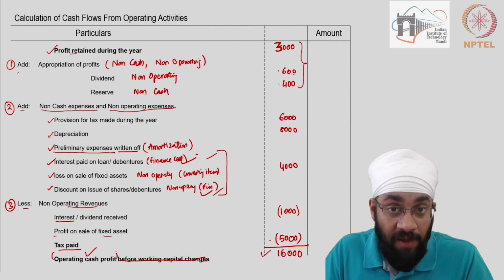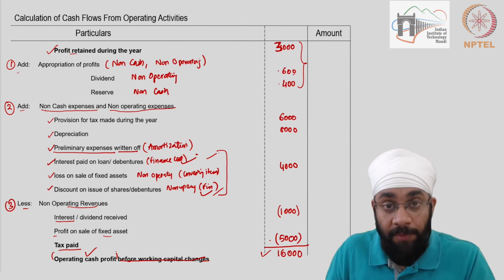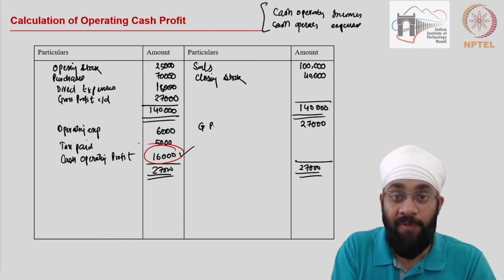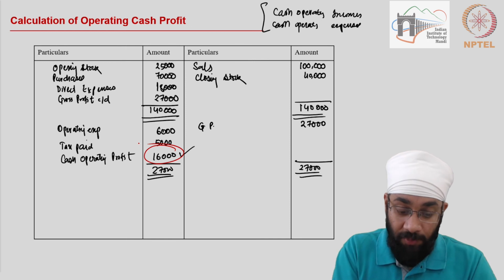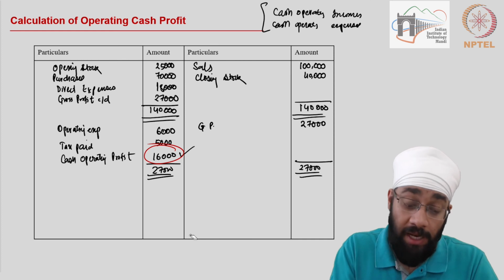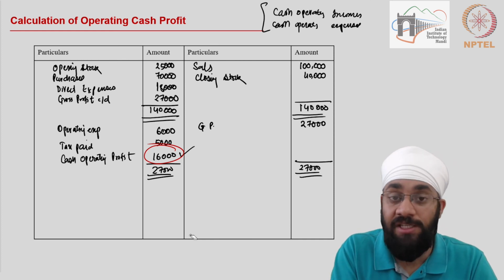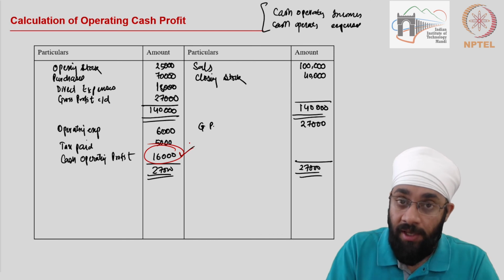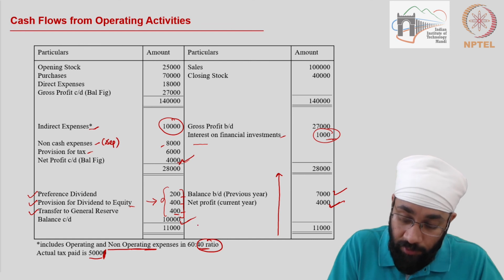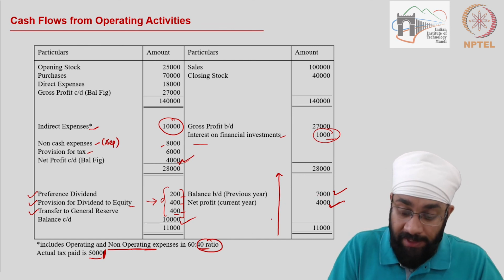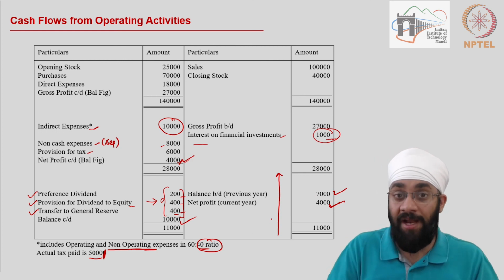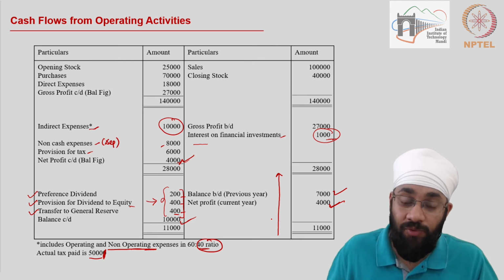We used the other approach earlier, wherein we prepared an account. Let's look at that account and see what the cash operating profit is. Well, there you go, 16,000. So if you prepare a new account and consider only the operating incomes and operating expenses, cash incomes and cash expenses, you get 16,000. We took an alternative approach where we went backwards. We started from the profit earned during the year, which was 3,000, and then added back the expenses which we should not have deducted, and deducted from it the incomes which we should not have added.